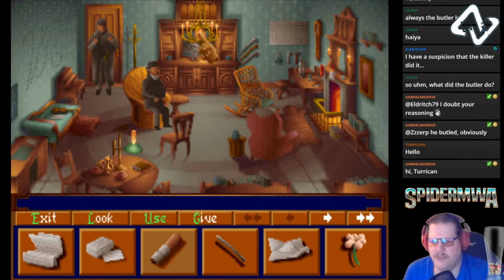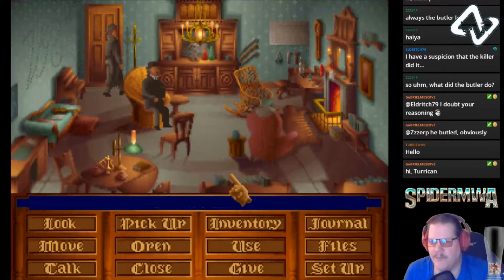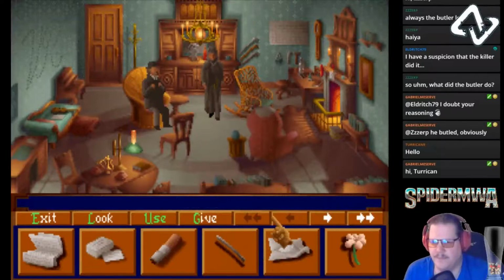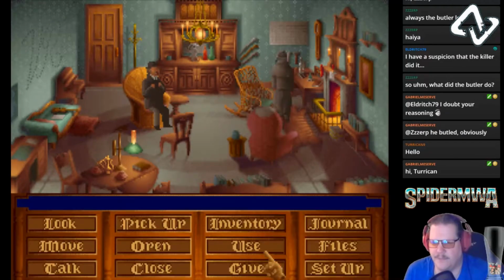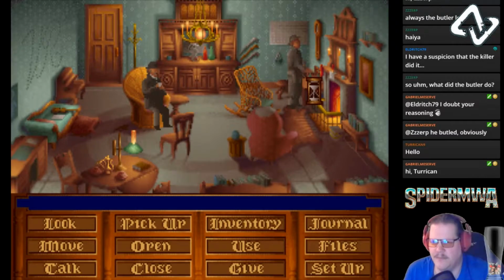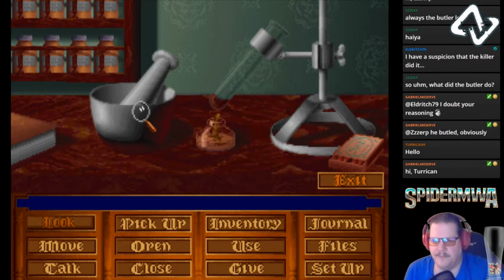Is use the cigarette butts with the lab table. Can't do that. Okay. Can I just use the powdery specimen on the lab table? Alright, so what we need to do first is look around.